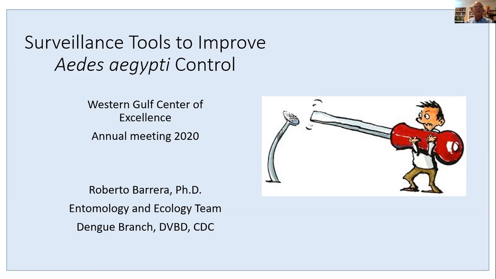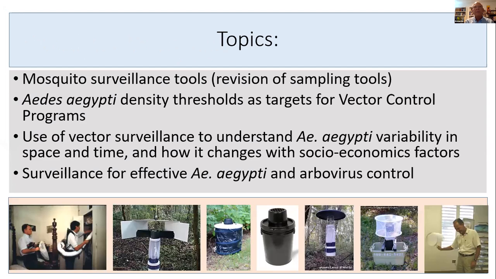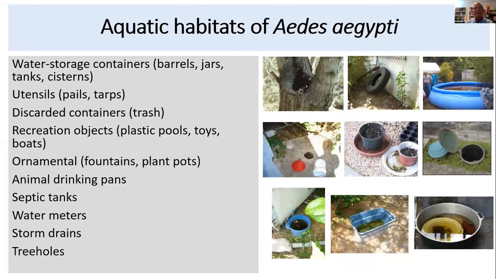So the idea of this talk was to see how surveillance tools can help us improve the control of Aedes aegypti. And I'm going to be addressing the topic of Aedes aegypti density thresholds as targets for vector control programs. And I'm also going to refer to the use of surveillance and the tools to understand the variability of Aedes aegypti in space and time and how it changes with socioeconomic levels. So the whole idea is to see how we can improve vector control, or in this case, Aedes aegypti control.